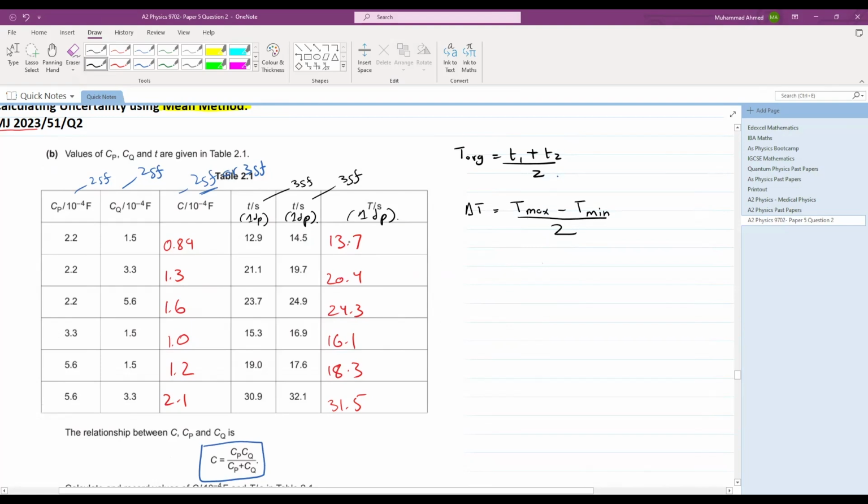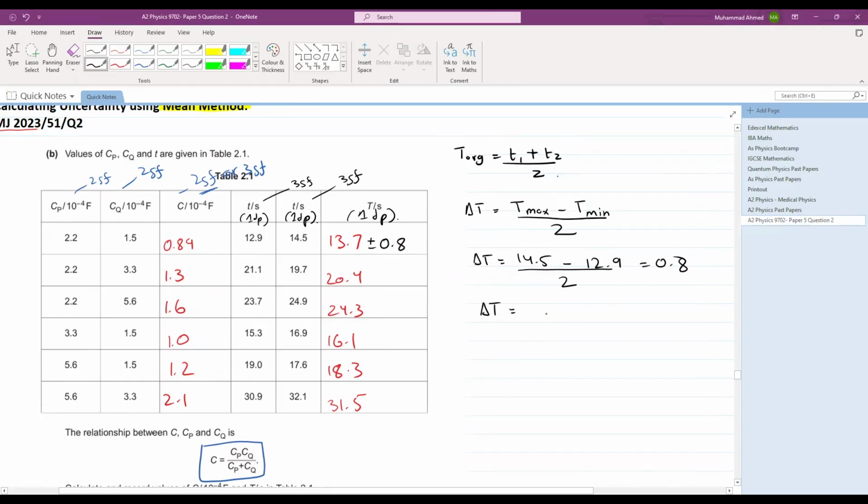Perfect. Now let's do it for the first row. What is the maximum time? 14.5. What is the minimum time? 12.9, divided by 2. Can you calculate this answer? 14.5 minus 12.9, divided by 2. This gives you an answer of 0.8. This will be plus minus 0.8. Perfect. Let's do it for the second row.